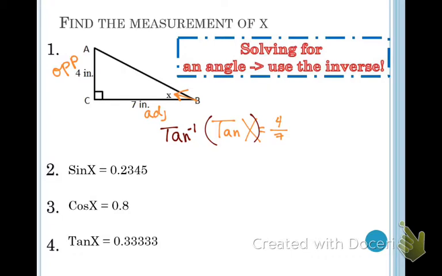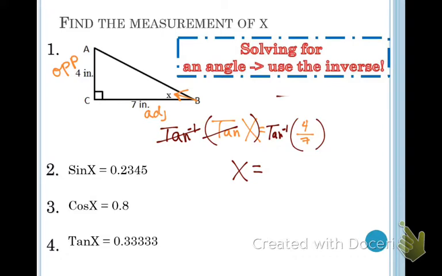But we know in an equation, what we do to one side, we have to do to the other. So on the other side, we are going to also do tangent to the negative 1. I'm going to move it over so you can kind of see what we're doing. Tangent to negative 1. So here's what happens on the left. Tangent to the negative 1 of tangent cancels out the tangents, and all we're left with is x. And then all you're going to do is type this into your calculator. So you're going to hit shift tangent, and this should pop up.